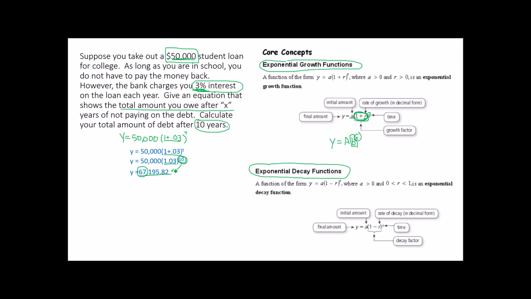That's why you're so much better off to pay it back in 1 or 2 or 3 years than you are to wait 10. That's also the reason why the bank is very willing to let you sit there and not pay it back for the entire length of your college. Because the longer you don't pay it back, the more they know you're going to owe them. That's an example of exponential growth.